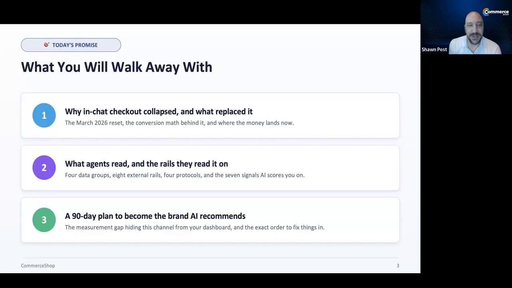With that, you'll get the measurement gap behind this channel from your dashboard and the exact order to fix things in. Like I said, we just want to educate you on this topic and then give you some takeaways that you can implement within your sites after this 1 hour session with us.